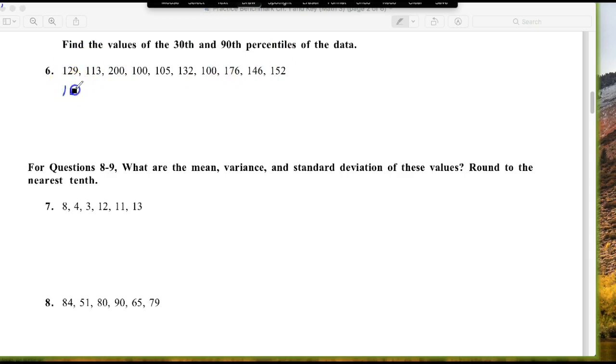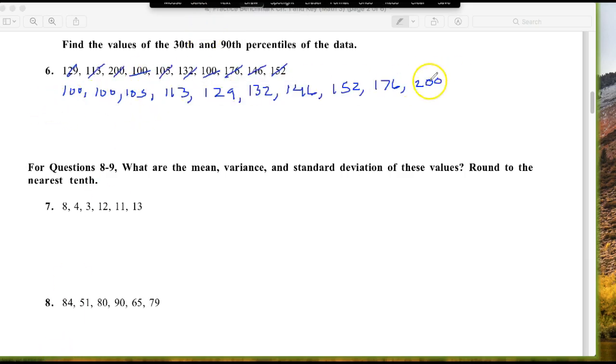We have 100, another 100, let's see, 105. This is tedious, so I'm going to pause it. Okay, here they are ordered from least to greatest. You have 1, 2, 3, 4, 5, 6, 7, 8, 9, 10 values, all right?